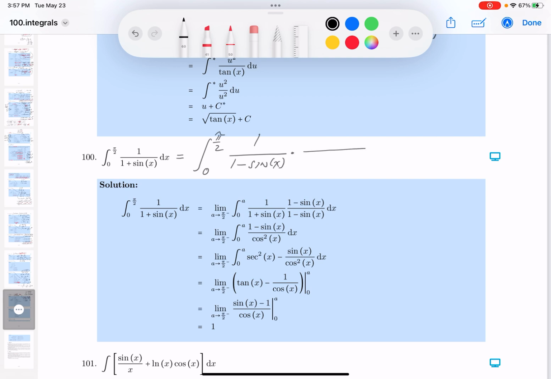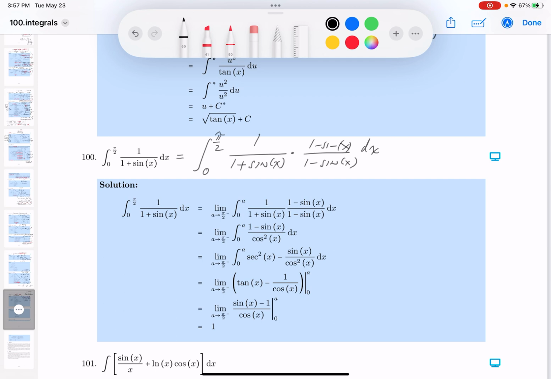Let's write that down for you. Is this going to be 1 plus sine x? Oh, you know what? I just copied the wrong problem. Just noticed it. That's plus. So multiply by the conjugate, 1 minus sine x.